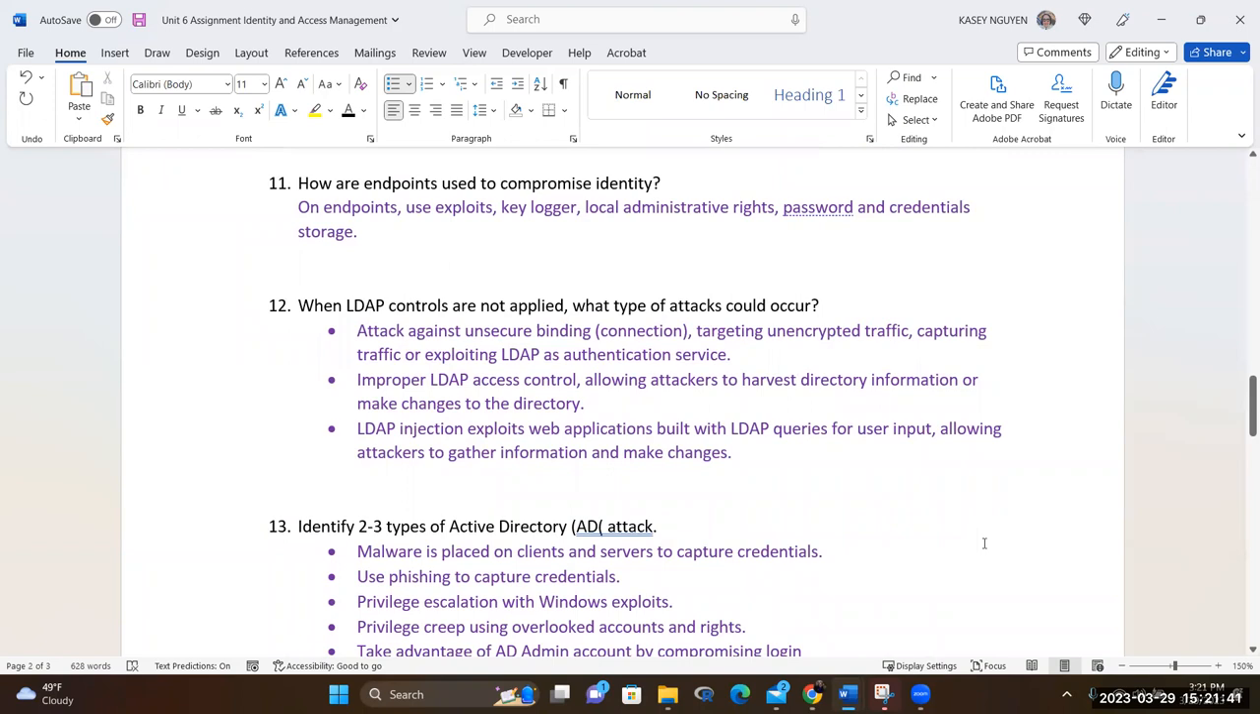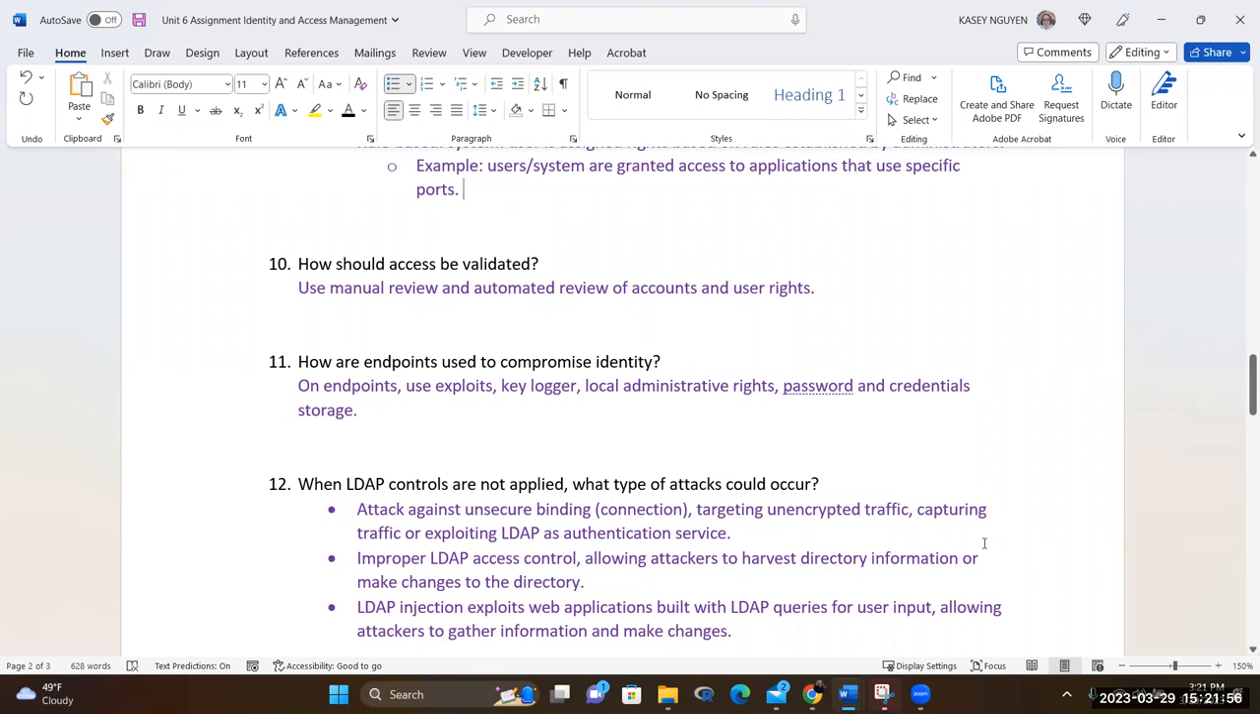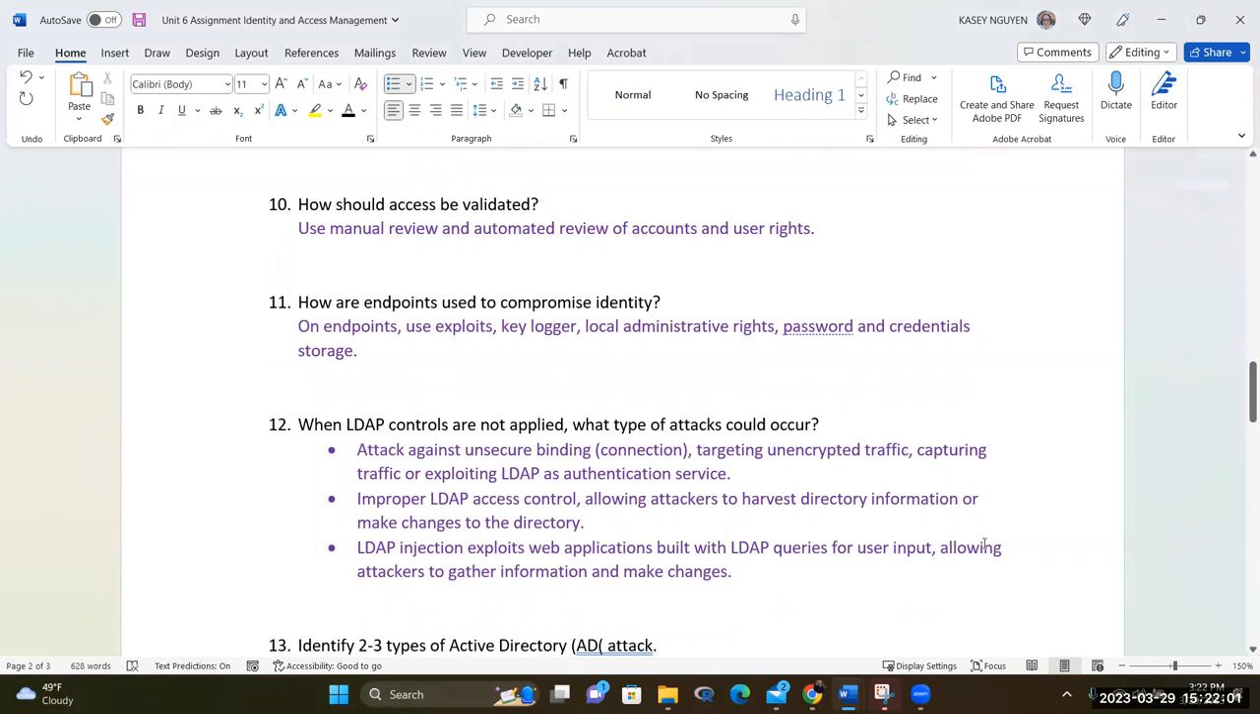So for 11, it asks you, how are the endpoints used to compromise identity? So in the endpoints, the attacker would use exploits, keyloggers, local administrative rights, password and credential storage.